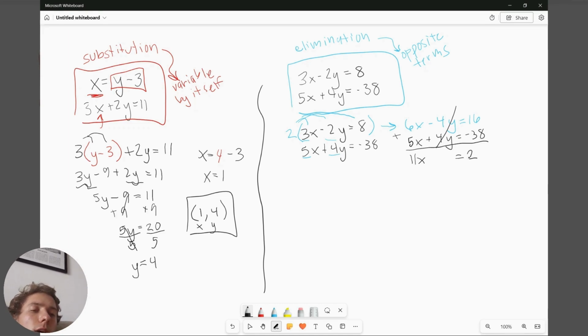And it looks like you get a value of negative 22 there. Solve for your variable. That's just one step to get x by itself. And you end up getting your first value of negative 2.